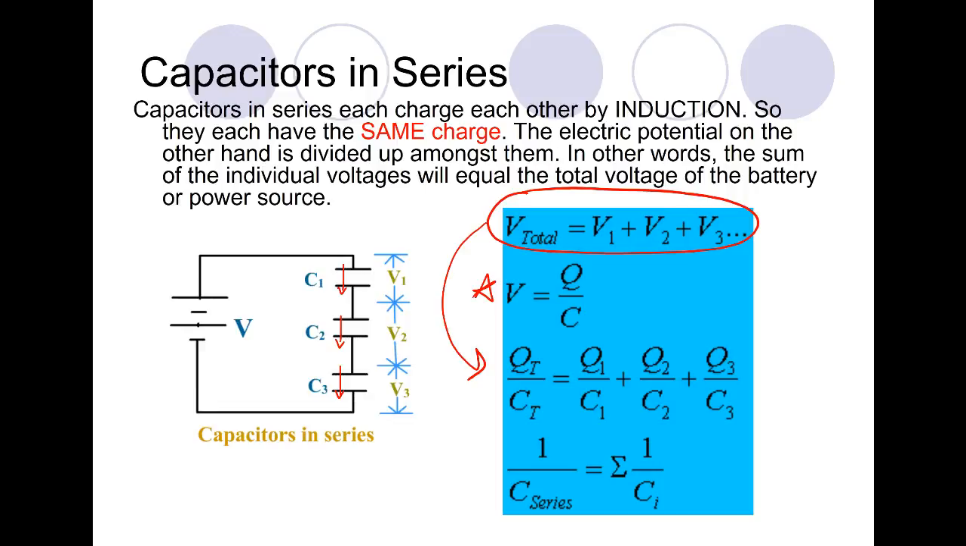Therefore, the equivalent capacitance can be calculated, knowing that Q total is the same as Q1, which is the same as Q2, which is the same as Q3, for reasons that we just discussed. So these all cancel out, and you simply get 1 over the total capacitance is the sum of 1 over the individual capacitances. Now keep this equation in mind, because when we do resistors, it'll be exactly the opposite. Resistors in series will add up and so on. But keep this in mind.